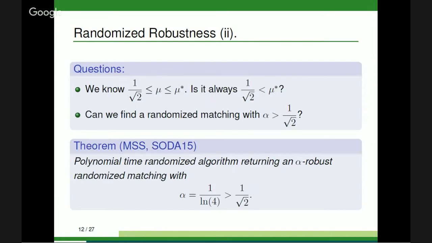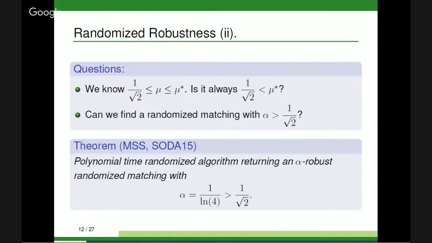So it returns a distribution, or in other words, it's a randomized algorithm. So every time that you run, it outputs a matching. And the distribution of the output is the distribution. And for that particular distribution, the robustness is strictly larger than 1 over square root of 2. So that's the main result, for every graph, for every weight function. Right, so for every graph and every weight function.